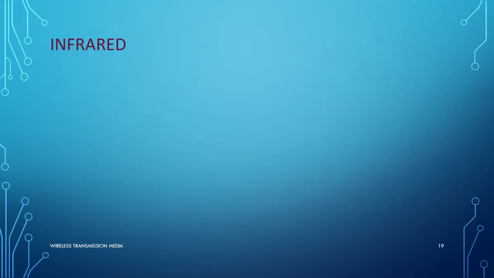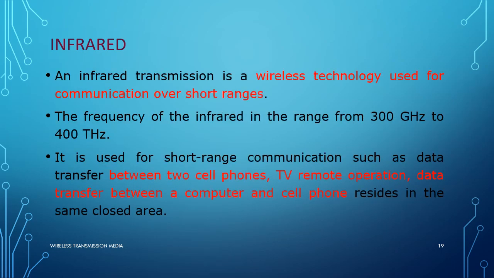And the last wireless transmission technique is infrared communication. Infrared transmission is a wireless technology used for communication over short ranges. The frequency of infrared is in the range 300 GHz to 400 terahertz. It is used for short-range communication such as data transfer between two cell phones, TV remote operation, and data transfer between a computer and a cell phone.